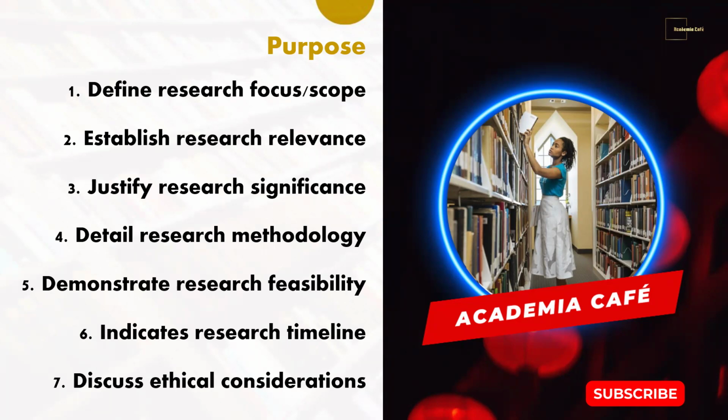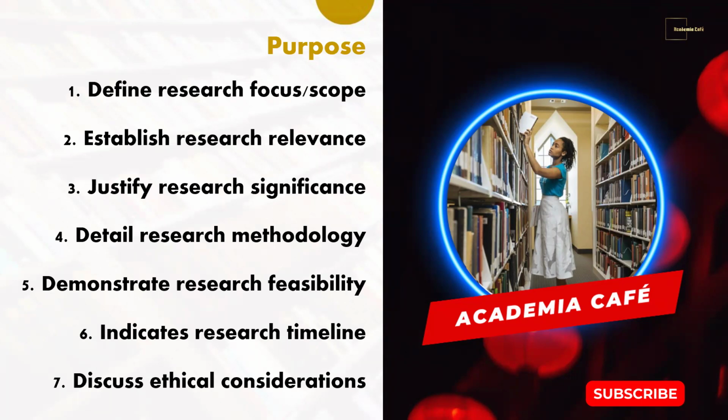The third key purpose of a proposal is to argue for the importance of the research. Research proposals justify the significance of the proposed research, outlining the expected contributions to knowledge, practical implications, or potential benefits to society or a specific field. The fourth purpose: a proposal details the research methods and techniques.